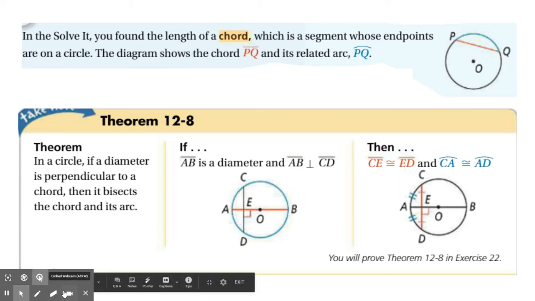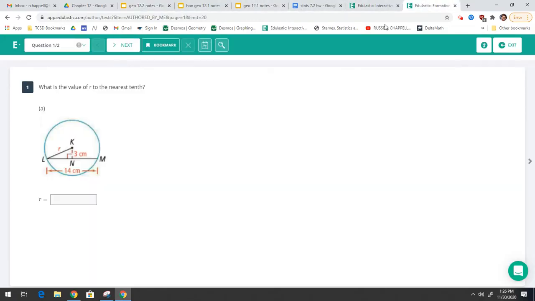Okay, so let's go to Edgenuity. This is an Edgenuity-only section, and we'll do a couple problems. I've got two problems for you. Problem one says, what is the value of r to the nearest tenth?